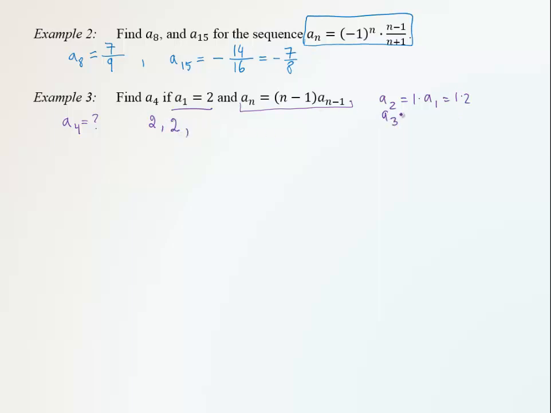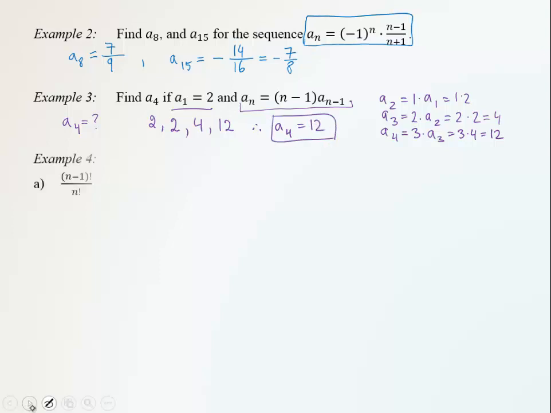A3, well, A3 is 3 minus 1 is 2 times A2. So it's 2 times the previous term, which was 2. Okay, it's 4. So we have 2, 2, 4. And finally, A4 will be 4 minus 1, which is 3, times the previous one, A3. But A3 is 4. So we've got 12. Therefore, our A4 is 12.